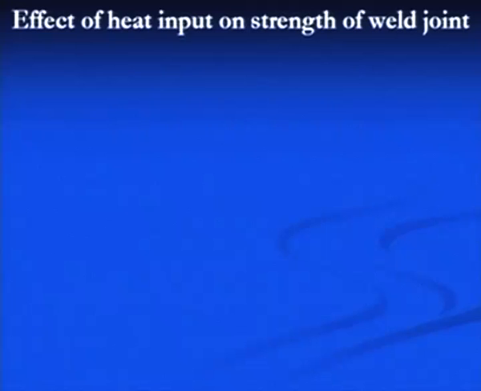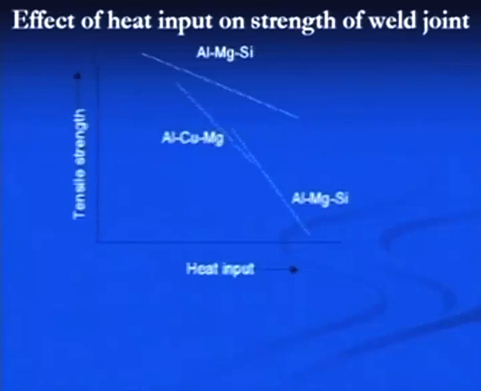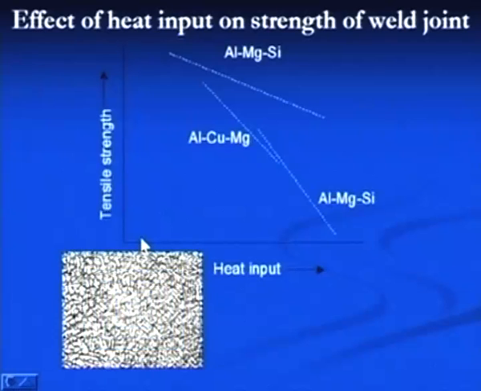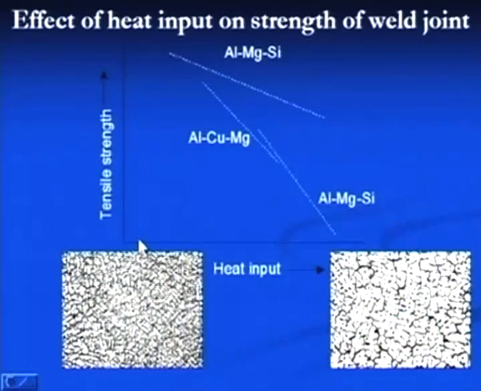Effect of heat input on the strength of the weld joint: we'll see how heat input affects the strength of the weld joint. Here you can see that if we consider these three aluminum alloys, aluminum copper, aluminum magnesium silicon, and another aluminum magnesium silicon alloy, then with the increase in heat input in all the cases, reduction in tensile strength takes place, and it is normally attributed to the effect of the heat input on the microstructural characteristics which are produced in the weld joints.